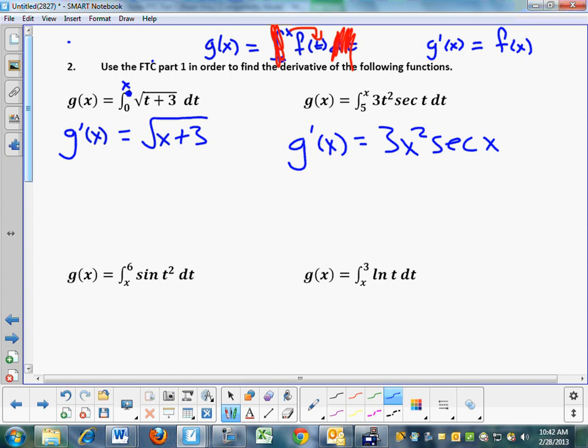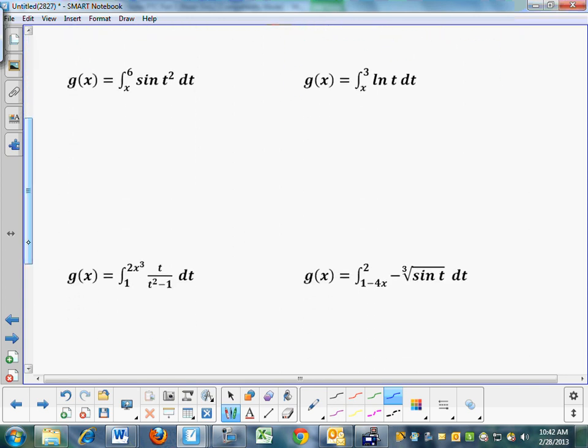I'll show you. Just watch. What's different about this? X is on the bottom. Here's a little trick. We can rewrite it. G of x equals the integral from 6 to x of, we'll put the negative out front, negative sine of t squared dt.